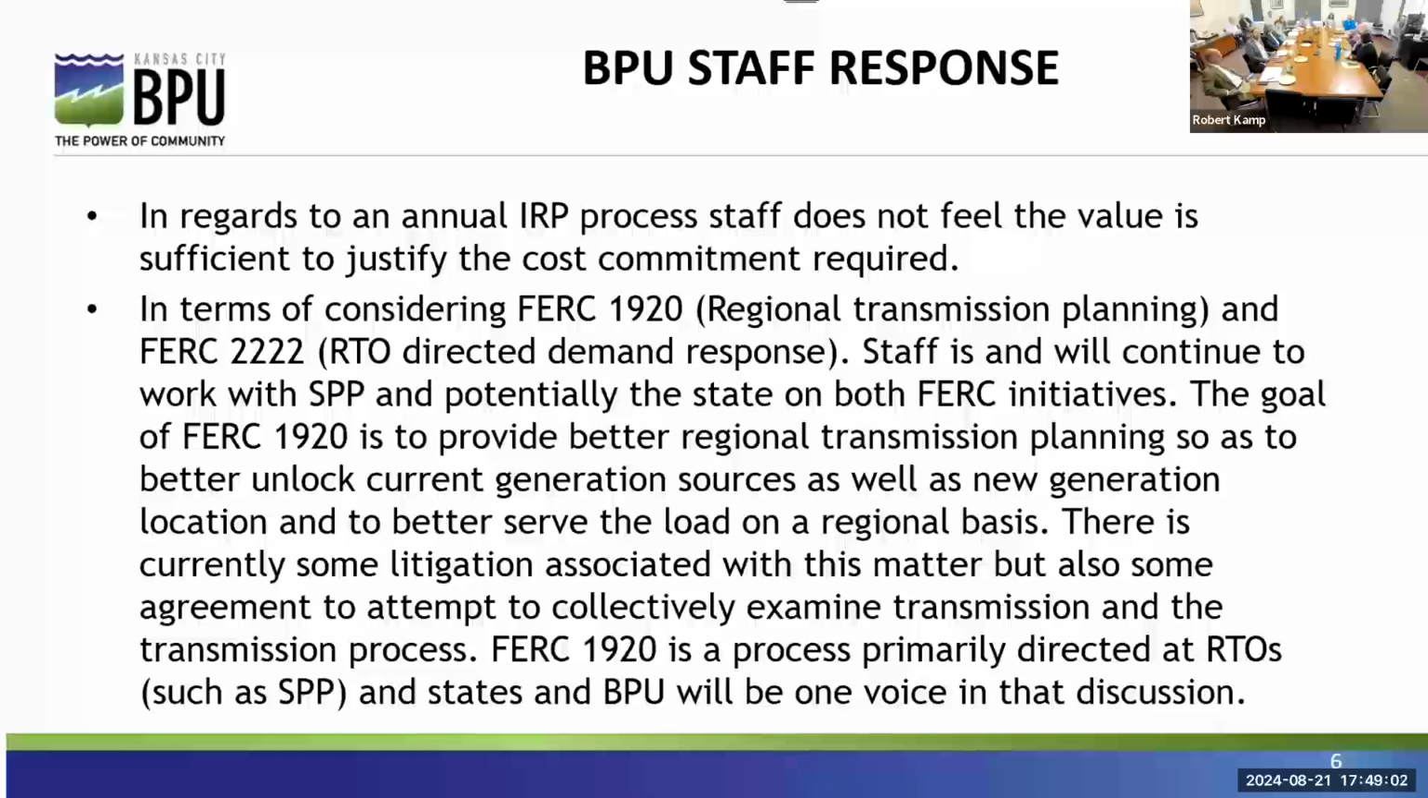In terms of considering FERC Order 1920, which is regional transmission planning, and FERC Order 2222, which is RTO directed demand response, staff is and will continue to work with SPP and potentially the state on both of those FERC initiatives. So really the goal of FERC Order 1920 is to provide better regional transmission planning so as to better unlock current generation sources as well as new generation location and to better serve the load on a regional basis. There is currently some litigation associated with this matter, but there's also some agreement to attempt to collectively examine transmission and transmission processes.